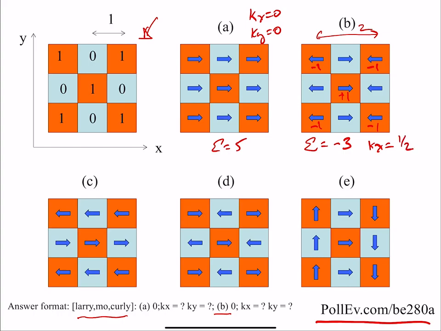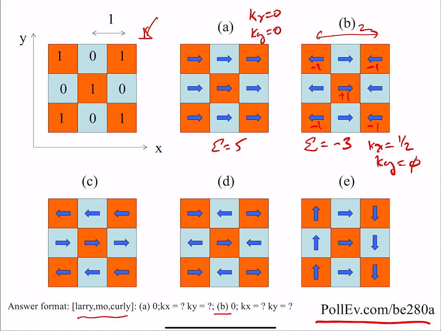All right? How about along the y direction? Is there any variation? No. So along any column, there's no variation, right? So that's ky equals 0. All right? So let's look at part C. Any questions on part B?